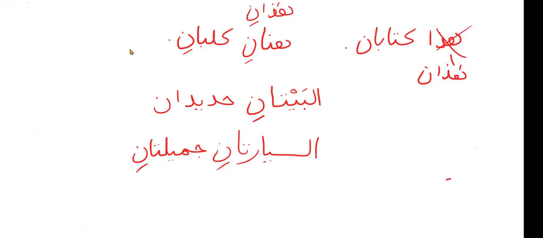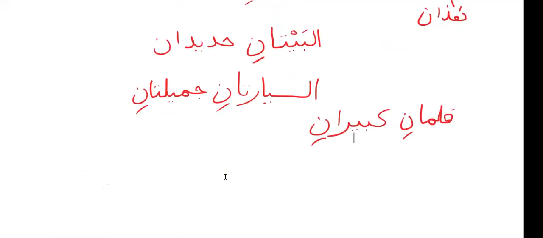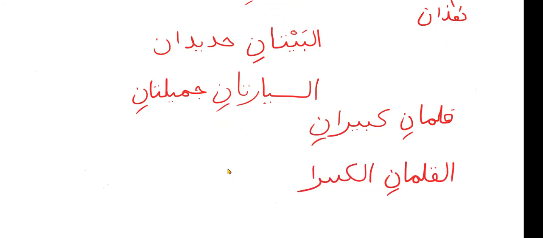And if I was to say Awais, no, Jangir, قلمان كبيران. What does the sentence mean? Big pen, 2 big pens. And if I was to say القلمان الكبيران, Jangir, what would that mean now? The two big pens.